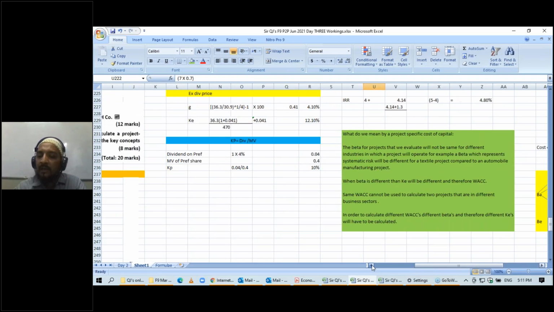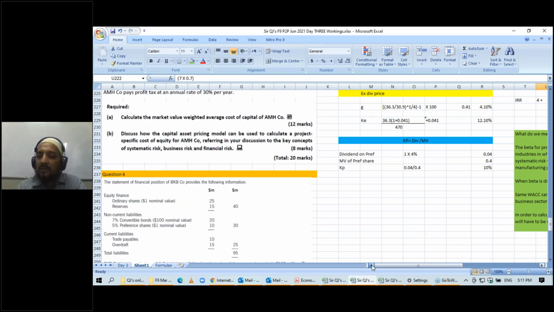First you need to tell about the systematic risk and non-systematic risk. Then non-systematic risk will be diversified, systematic will not be. Now systematic risk involves a financial risk and a business risk. What is the business risk? Arising as a result of sales. Financial risk arising as a result of capital structure, that is, how much geared the company is.